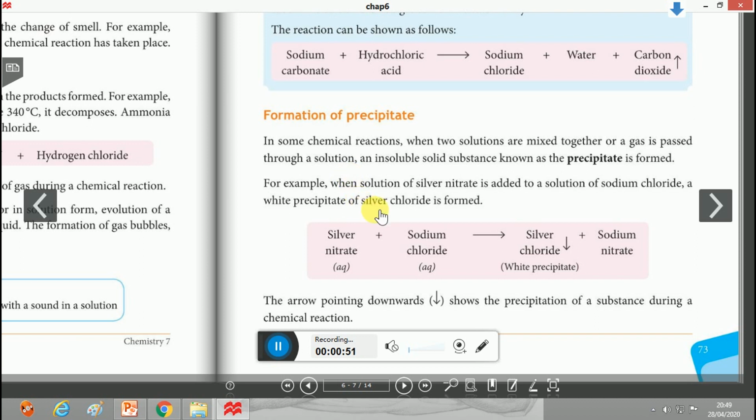For example, when a clear aqueous solution of silver nitrate is added to a solution of sodium chloride, a white precipitate of silver chloride is formed. The arrow pointing downwards represents the precipitate, the insoluble solid substance formed when two solutions are mixed together. The sodium nitrate that is formed is another product. It remains in the solution.